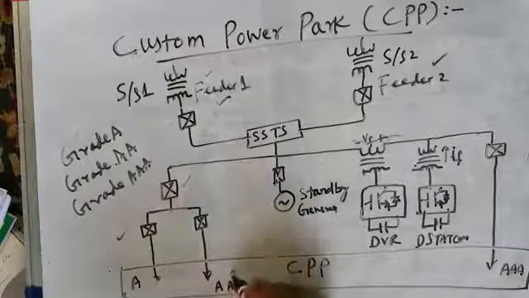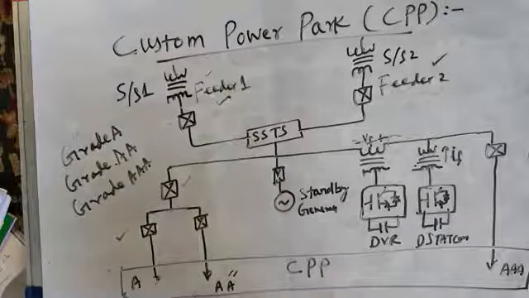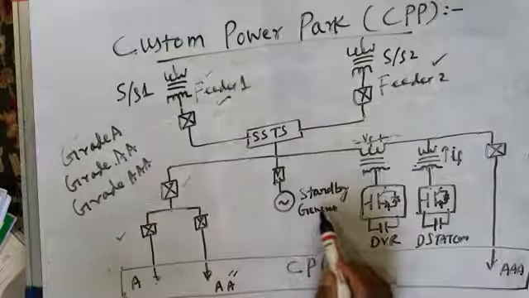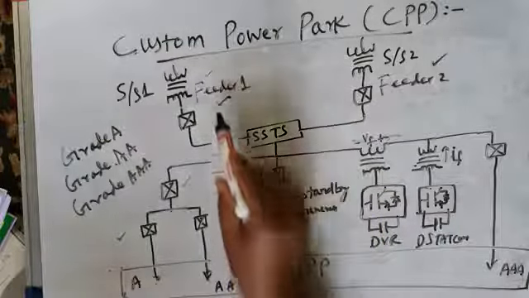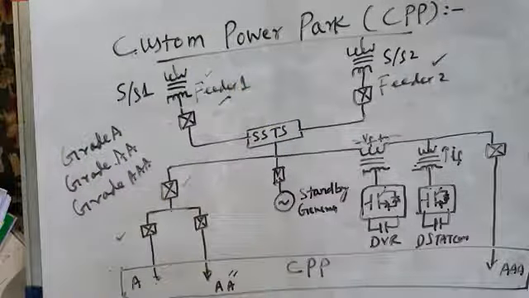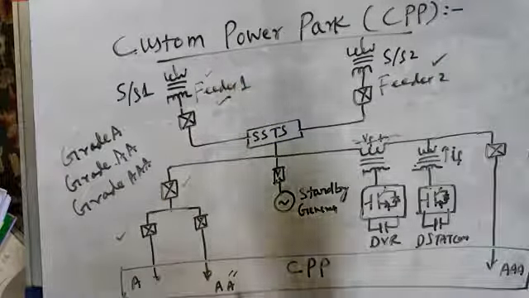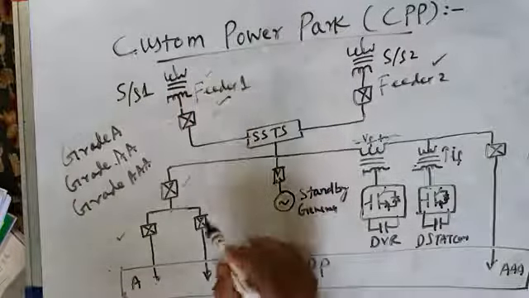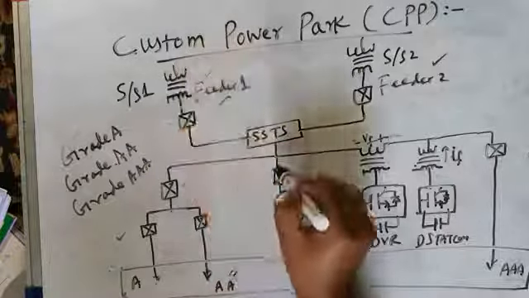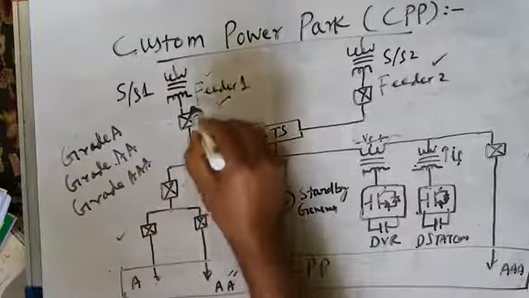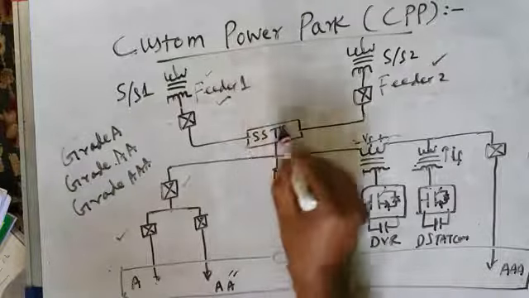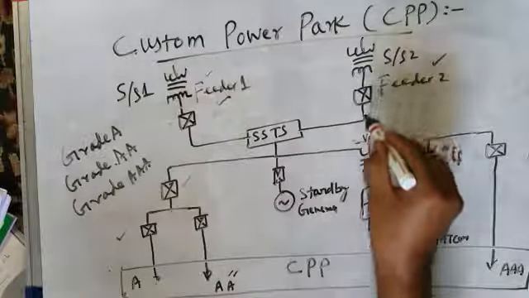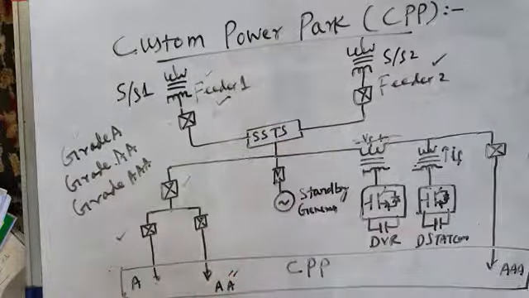Come to grade AA customer. Grade AA customer will have all the facilities that grade A customer has. In addition, grade AA customer will get power from a standby generator in case there is a failure of both the feeders. Let me explain it. Generally, when feeder 1 is operating, there is no fault, so AA customer will get power from feeder 1. In case feeder 1 develops some fault, this solid state transfer switch will start drawing power from feeder 2 and grade AA customer will get power.